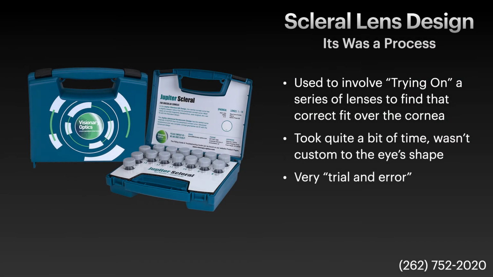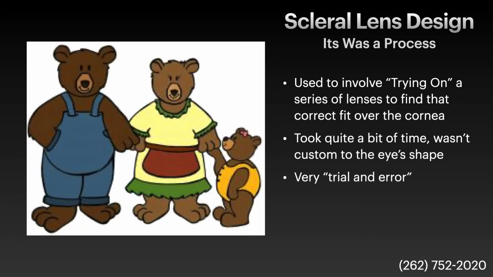So the previous process for fitting scleral lenses was to use a series of lenses to try to find a lens that fit just right on the eye. I like to liken it to the three bears approach. You didn't want too much space between the back of the lens and the cornea. You didn't want the back of the lens to touch the front of the cornea. You wanted it to be just right.